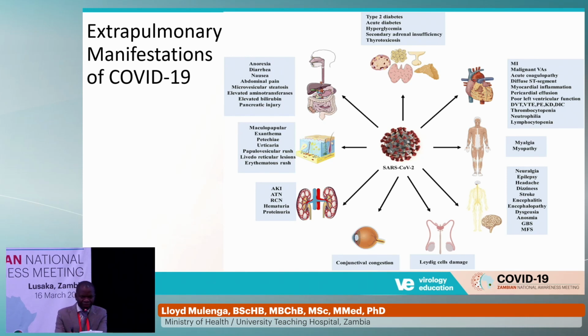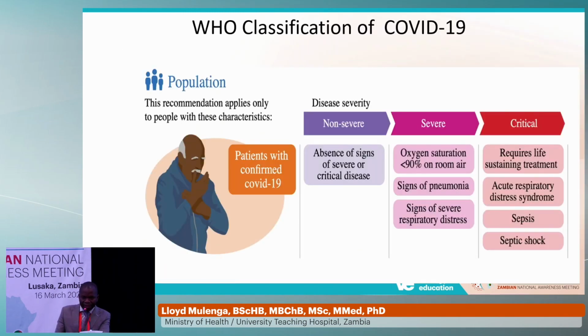The GI is affected. You also have the endocrine systems affected. The kidneys are also affected. You can have AKI. You also have the musculoskeletal systems affected. So generally, wherever you have blood vessels, you find that there will be this inflammatory response in the whole body. So that's why you have these extrapulmonary manifestations of this disease.